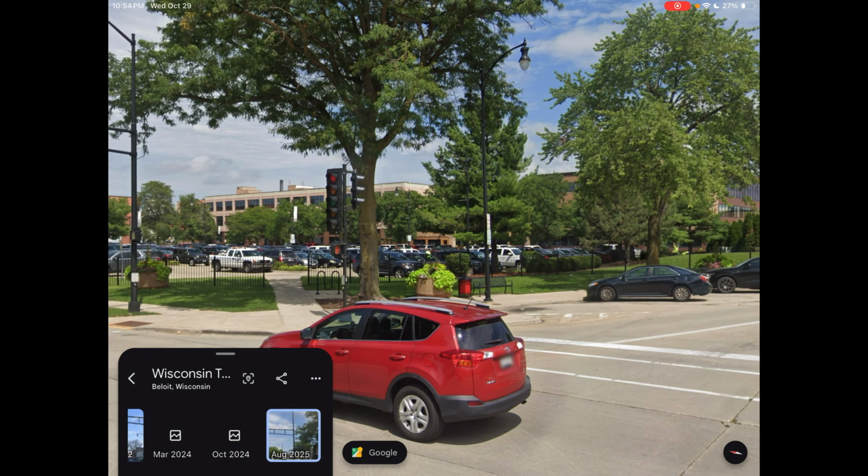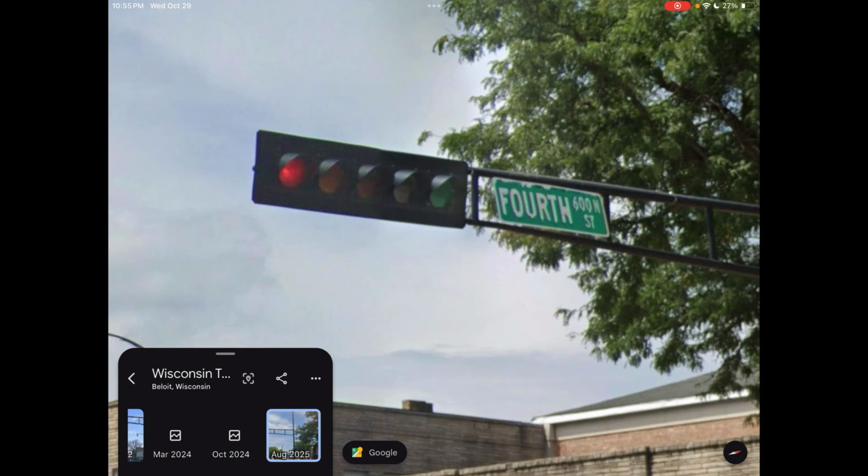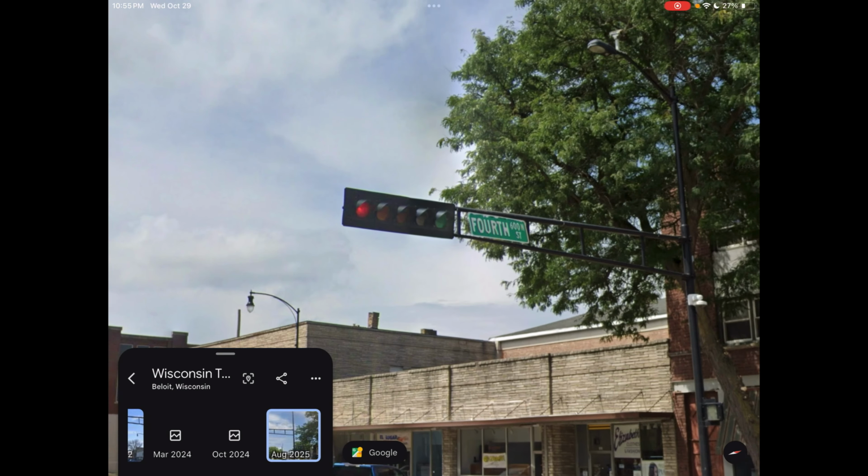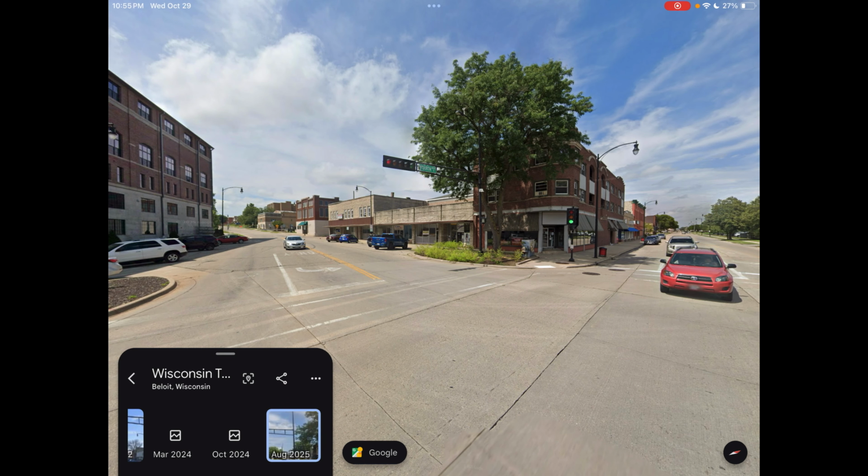This light got knocked down. I don't know when it'll get put back up. It could be 10 days. It could be 10 years. I'm convinced that the light on Milwaukee Road is probably going to be put back up in like 10 years. But anyways, that's basically this intersection here.